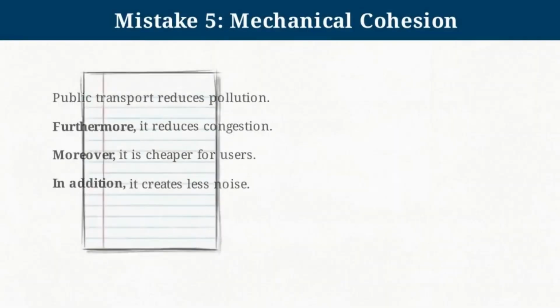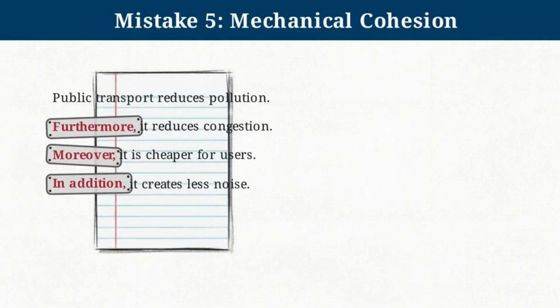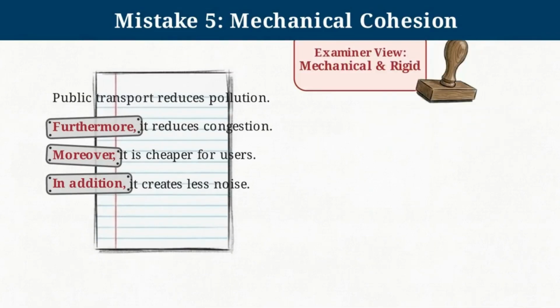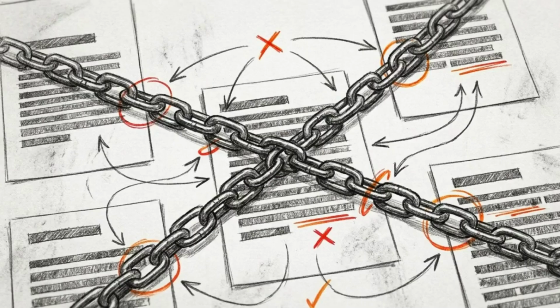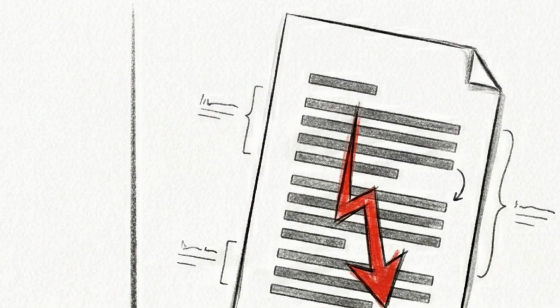This paragraph highlights mistake number 5, mechanically forcing linking words like "furthermore," "moreover," and "in addition" at the start of every sentence. Many students do this assuming it demonstrates cohesion. It actually does the opposite. The official rubric explicitly penalizes this practice as the overuse of cohesive devices. When an essay reads like a paint-by-numbers template, where sentences are just stapled together with generic transition words, the examiner docks points for a lack of natural flow.